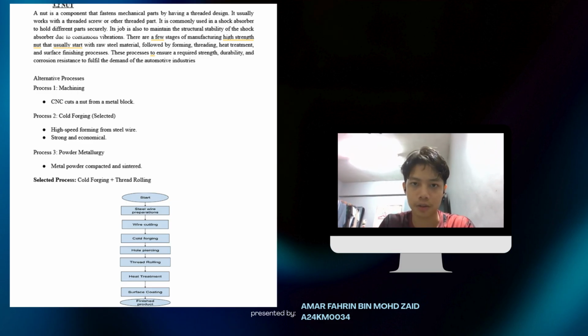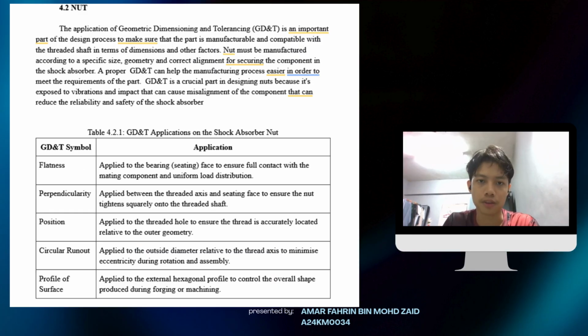Steel wire is cut into blanks, forged into the hex shape, pierced and internally threaded, heat treated for strength and zinc coated. We chose this over machining because it is much faster, stronger and more economical. For the GD&T part, the key tolerances include flatness on the seating face, perpendicularity to the thread axis, and position tolerance on the hole, ensuring the nut tightens squarely and resists loosening.